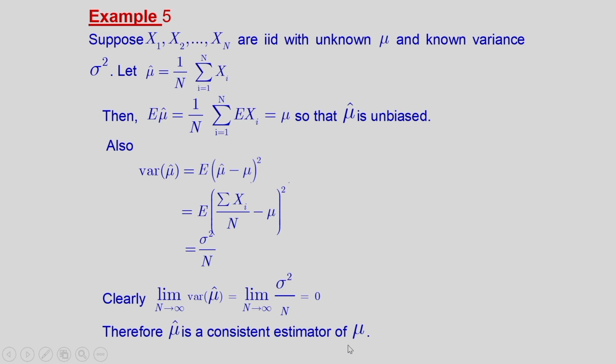So the sample mean is not only unbiased, but it is also consistent. That means if we have more and more data, then the variance will go down to 0, and we will get the true value of mu. So that is the idea behind consistent estimators.